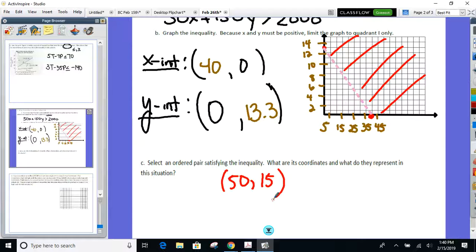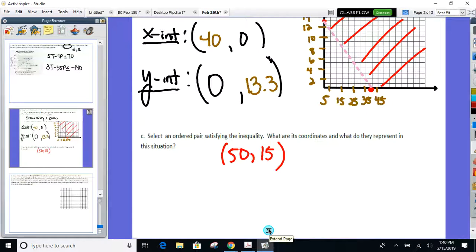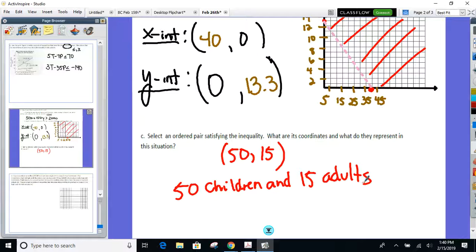What do those coordinates represent in this situation? What does the 50 represent? The x coordinate, so it's kids. So 50 children. And what does the y one represent? Adults. So 50 children and 15 adults would overload the elevator.